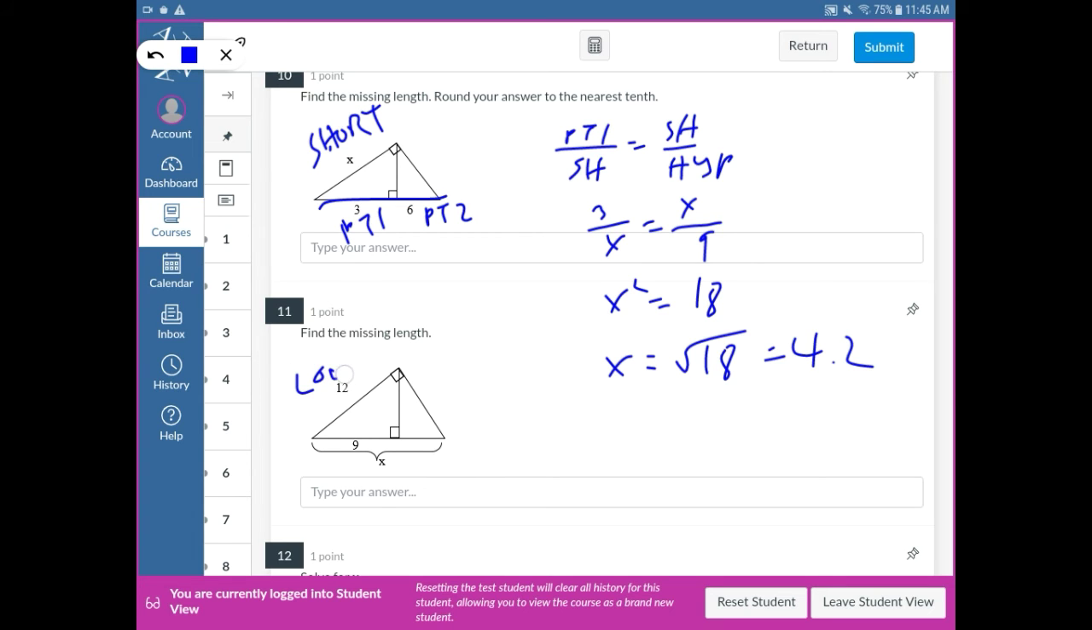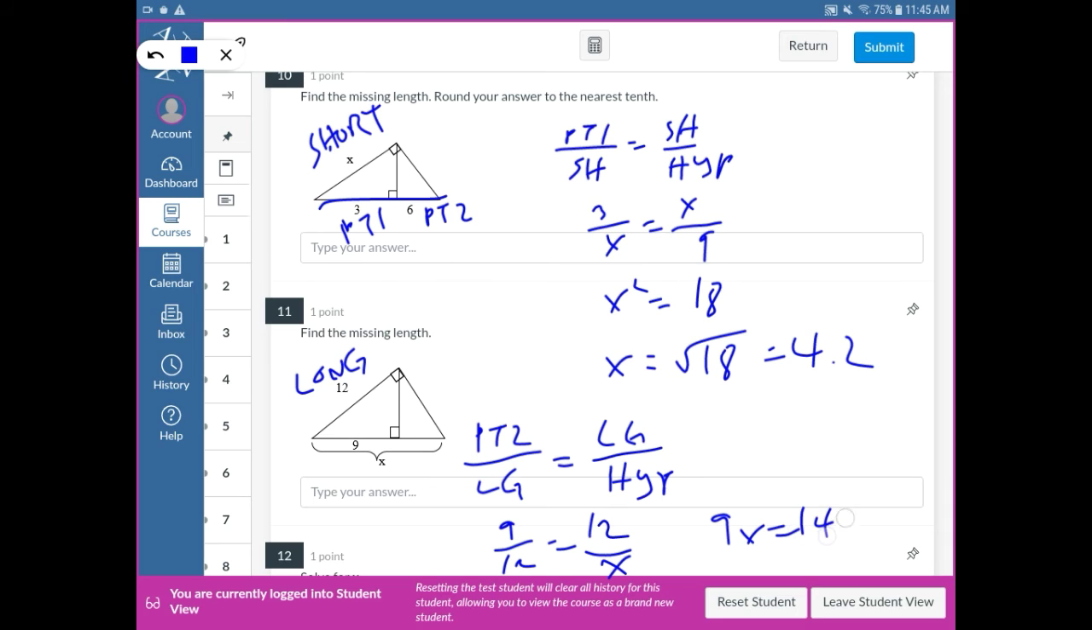For 11 here, this is the long side, and you have part 2 is 9, and hypotenuse is x. So here's your formula. You have all these things, so it's going to be 12 divided by long, part 2 is 9 divided by 12 equals 12 divided by x. So cross multiply, we get 9x equals 144. So just gotta plug that in the calculator.